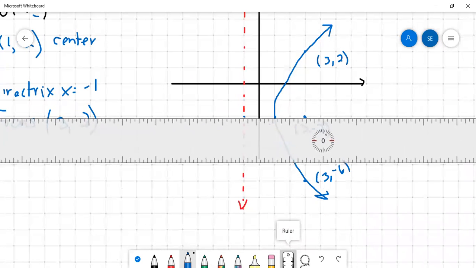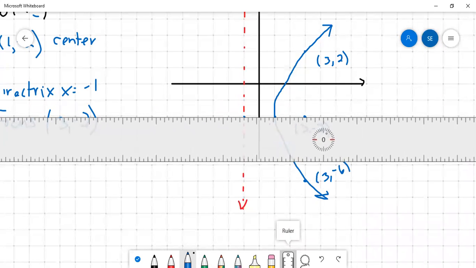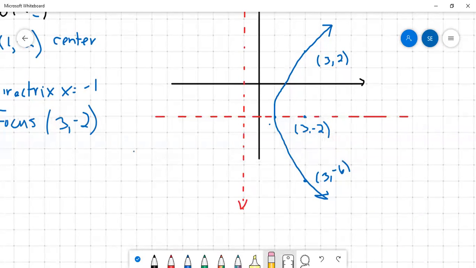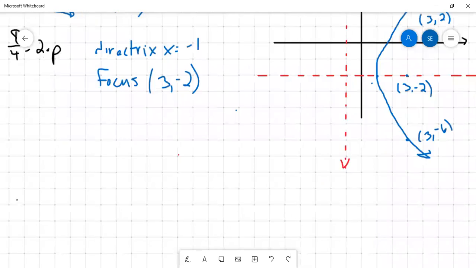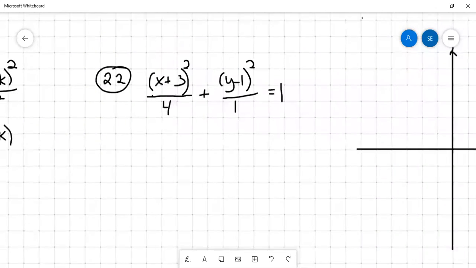And all those points there. So again, this is our axis of symmetry. This y equals 2 is our axis of symmetry. So it's always the line that goes through our vertex. Okay, that is parabolas. The second question was 22.